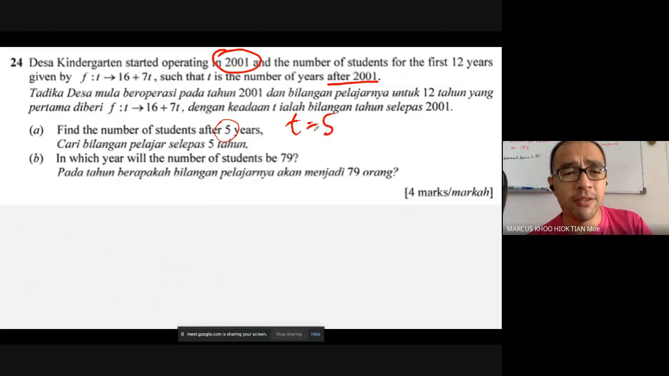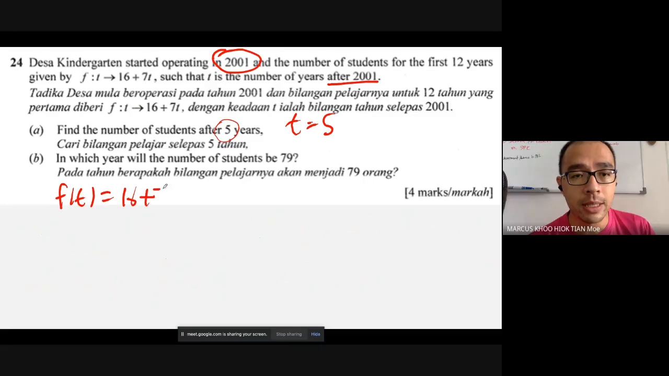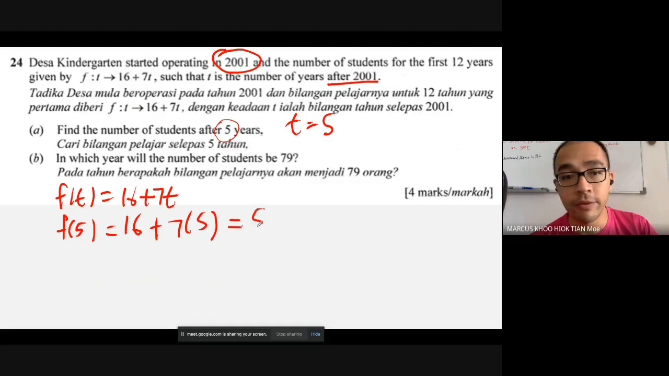So this is actually a function question, which is pretty simple. f(t) equals to 16 plus 7t. If t equals to 5, so f(5) equals to 16 plus 7 times 5. This is 51. And because ini melibatkan yang sangat senang kan, ini memang satu markah sahaja lah. Okay, soalan A.